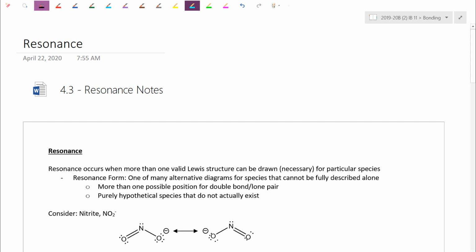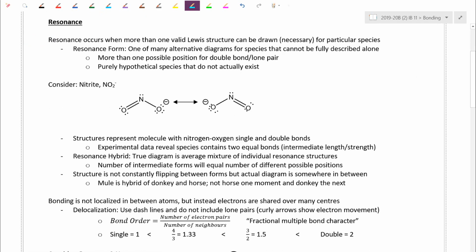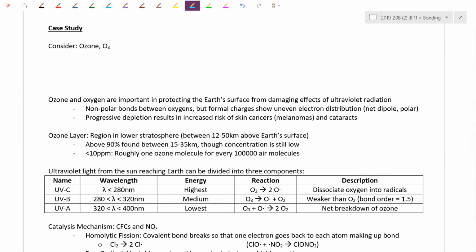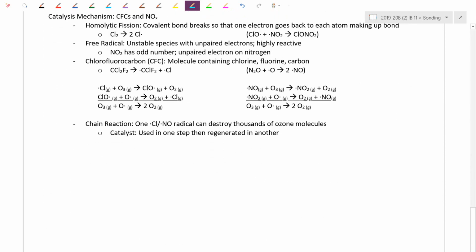So this sort of fix here, we're going to look at a guy called resonance. Once we work through what resonance is, we're going to work through a case study of ozone. It's a molecule that shows resonance here. It becomes a sort of global problem of ozone depletion. We're losing our ozone layer, and we'll get into that as a real world problem.